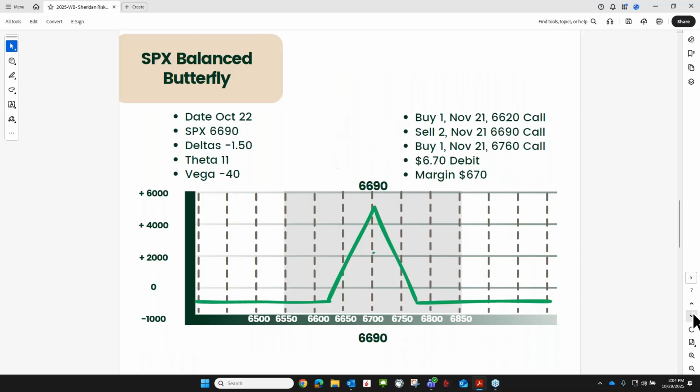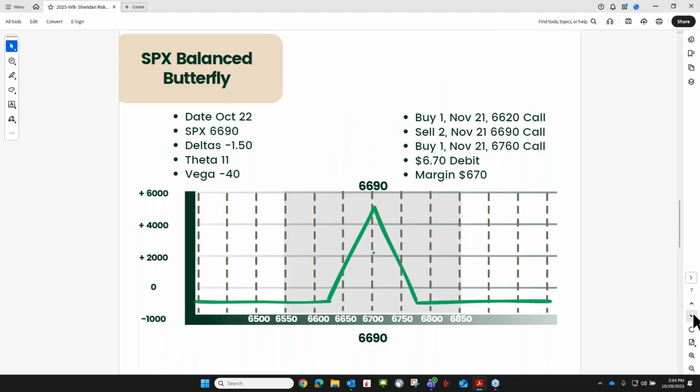So we're going to start out, even though I said broken wing butterflies, this is a balanced butterfly. And so this is a balanced butterfly. I'll talk about it. This would be more for range bound trading. And so let's look at a balanced butterfly, and this generally is the cheapest butterfly. So we're going to sell 2 at the money calls, and you can look above there in what we're doing, sell 2 NOV 21 6690 calls.